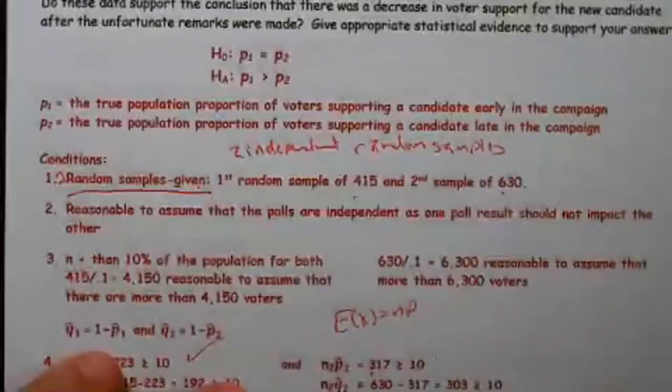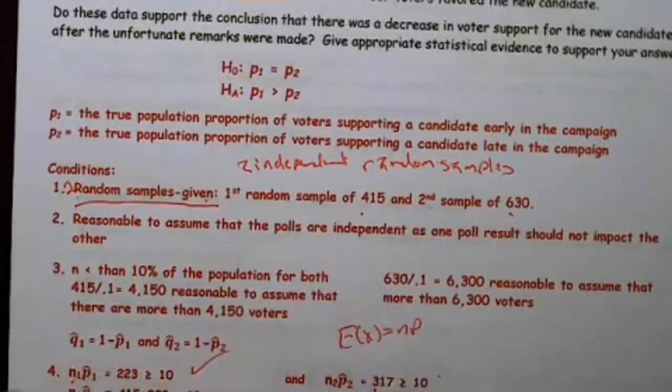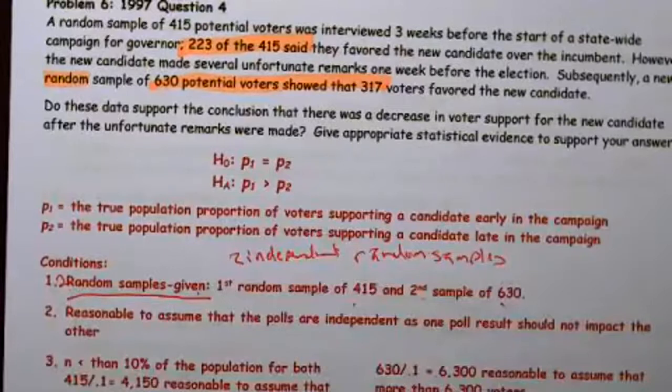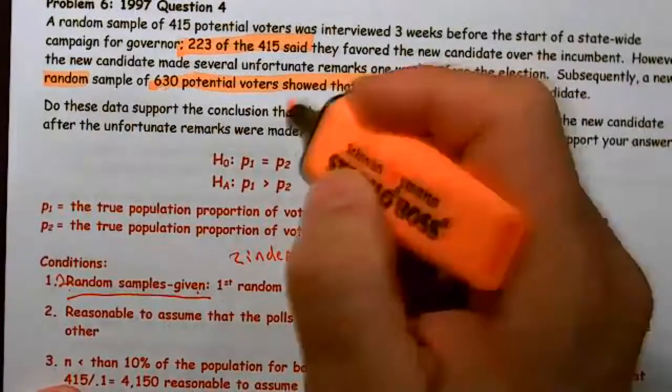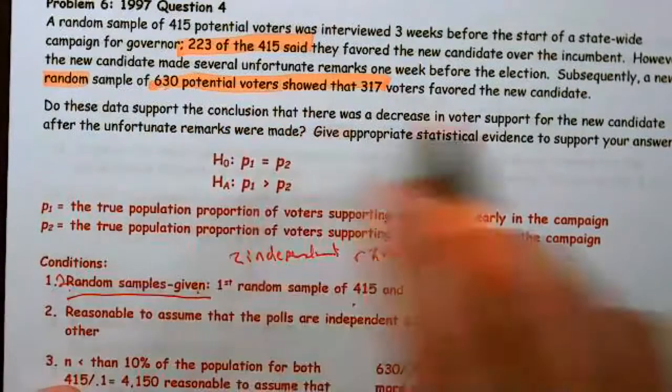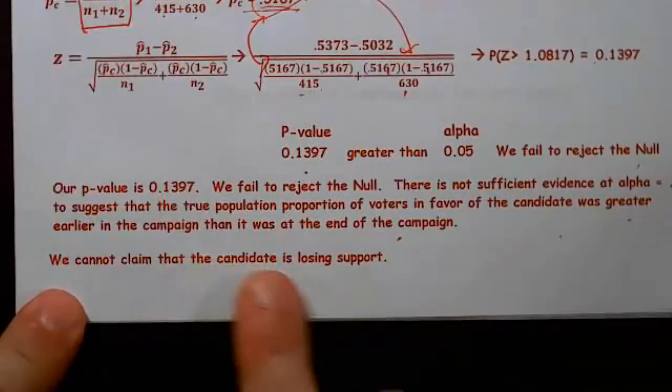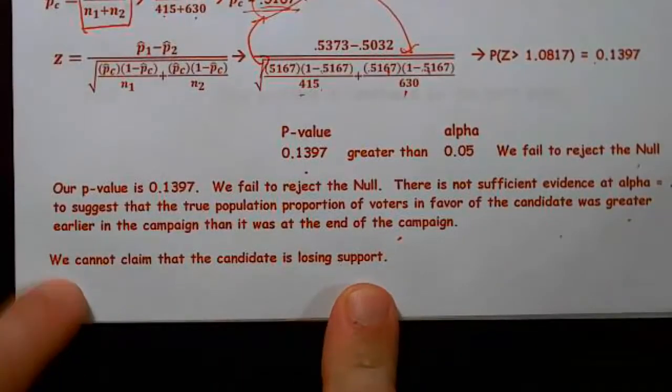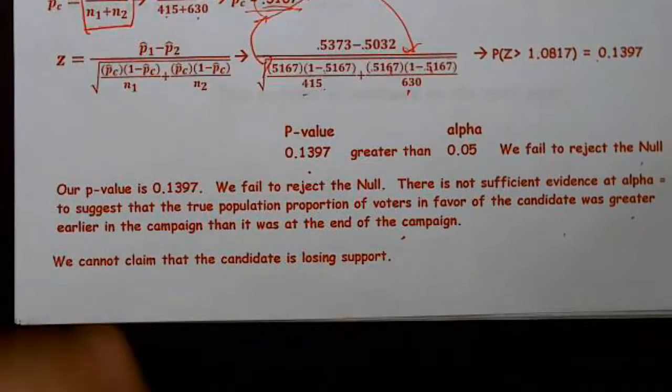But what was their question? I need to make sure I answer their question. Do the data support the conclusion that there was a decrease? So my answer to that is we cannot claim the candidate is losing support. All right? We cannot make that claim.